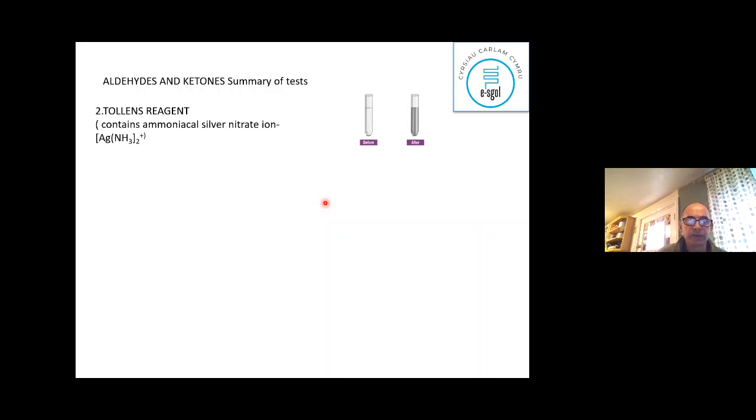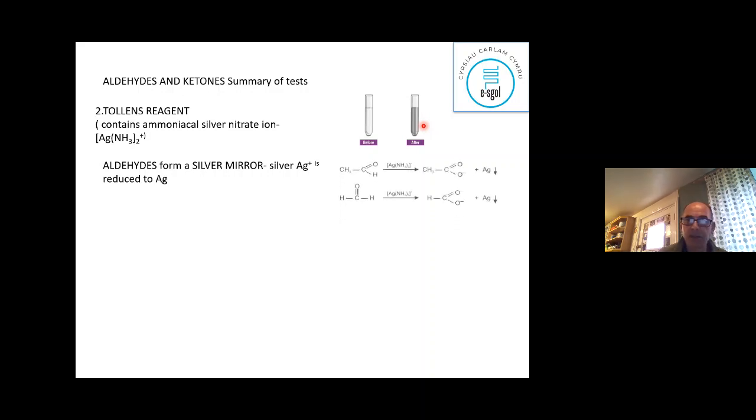Tollens' reagent. Tollens' reagent could be added to both aldehydes and ketones. Only aldehydes will form a silver mirror. So before and after, you will get a silver mirror produced with an aldehyde. Tollens' reagent is ammoniacal silver nitrate, and what happens is that the silver ion is reduced to silver.